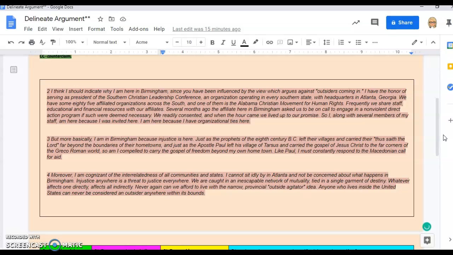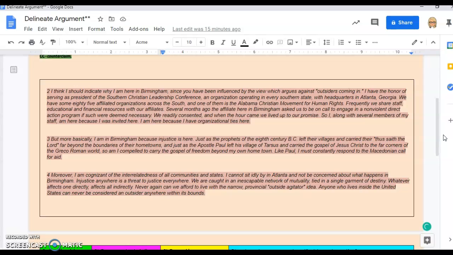Again, I'm reading paragraphs 2, 3, and 4 of the letter, but you guys are going to be focusing on paragraphs 12 and 13. So let's get started. "I think I should indicate why I'm here in Birmingham, since you have been influenced by the view which argues against outsiders coming in. I have the honor of serving as president of the Southern Christian Leadership Conference, an organization operating in every southern state with headquarters in Atlanta, Georgia.